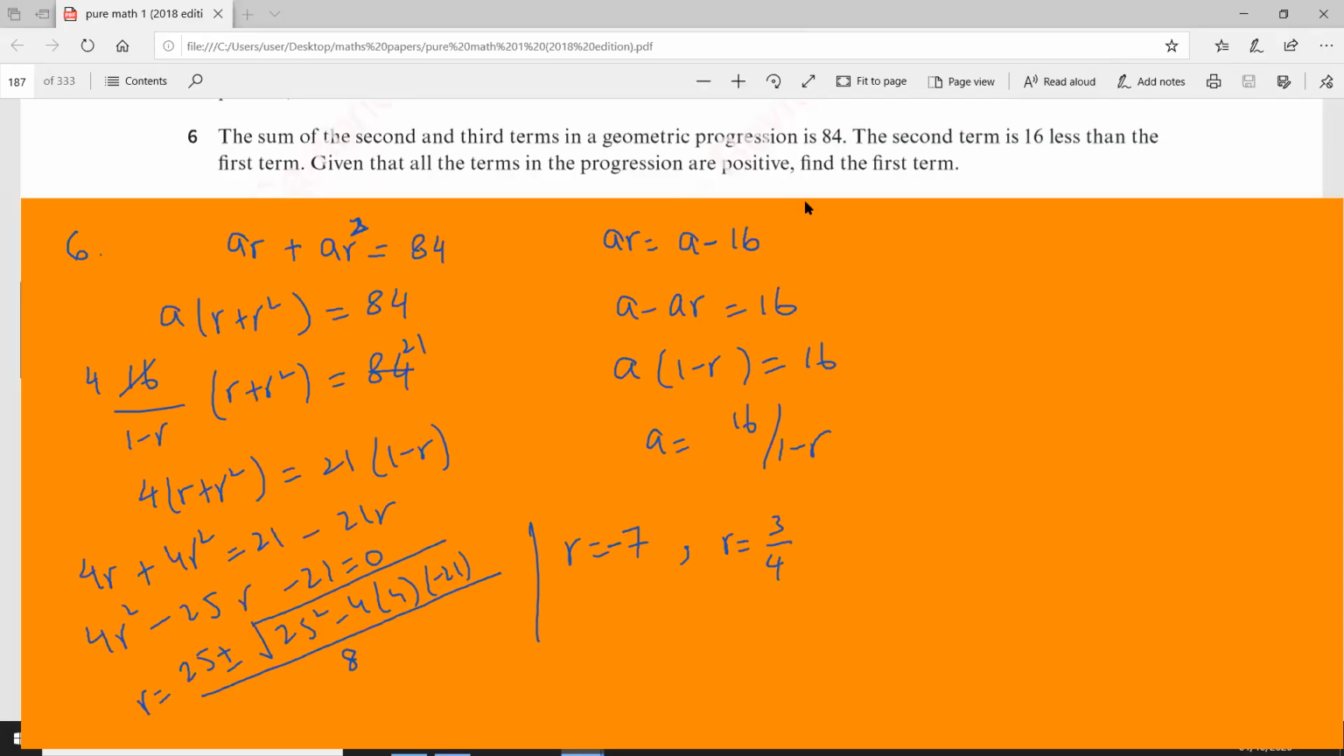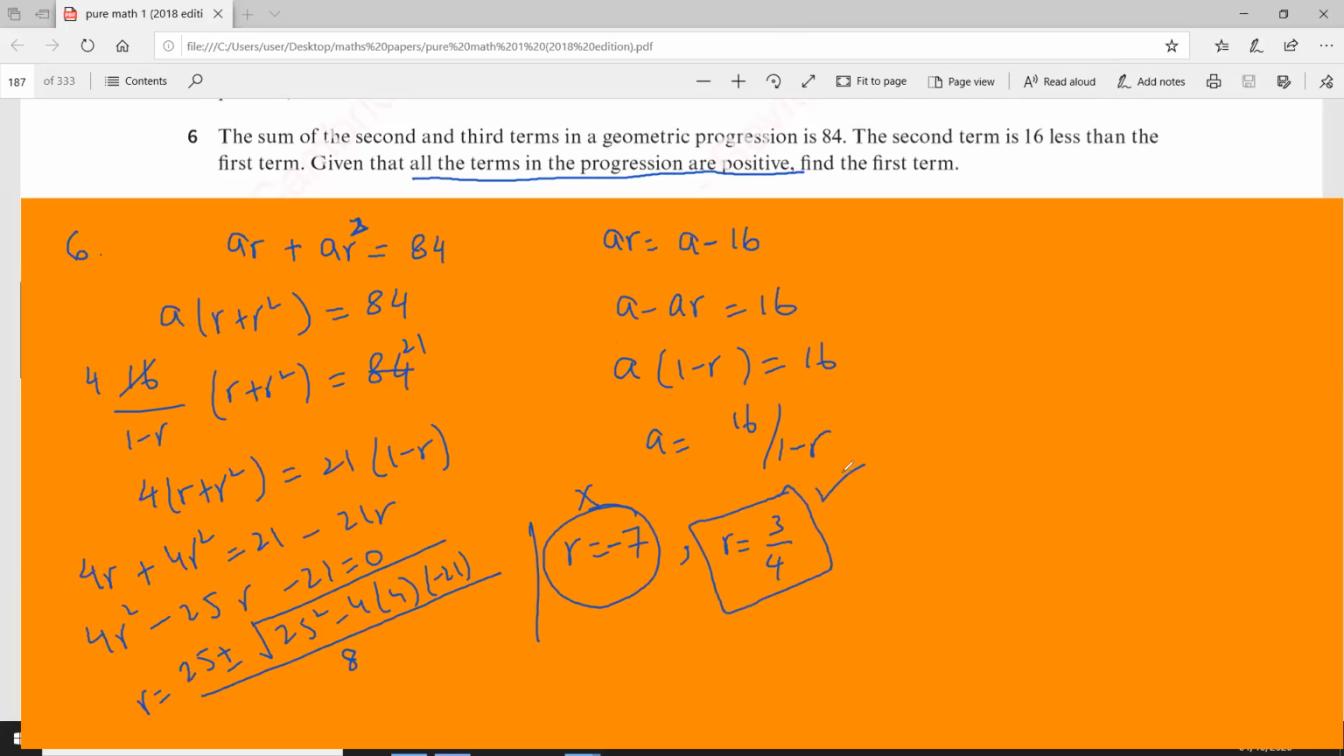So we get these two values after solving all of this, and we were required to find, now it was saying that given that all the terms are again positive, so I'll ignore this one. I don't need this one. I'll keep this one as my only value of R.